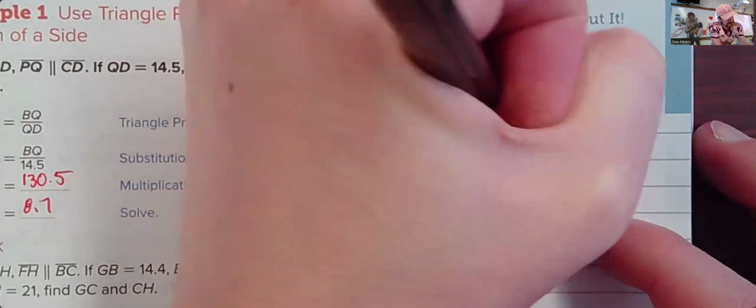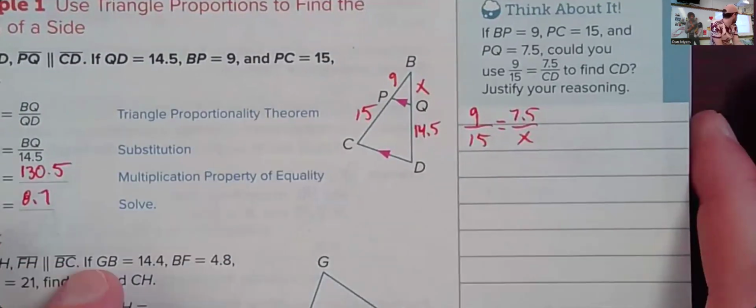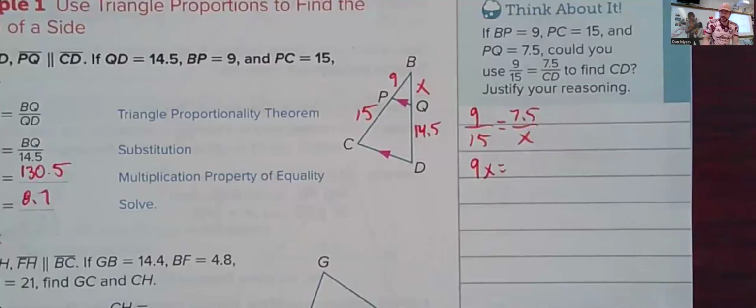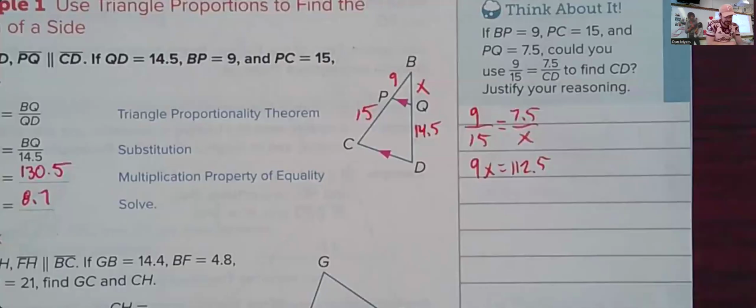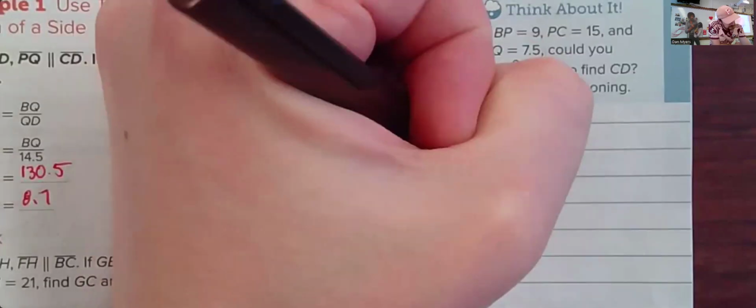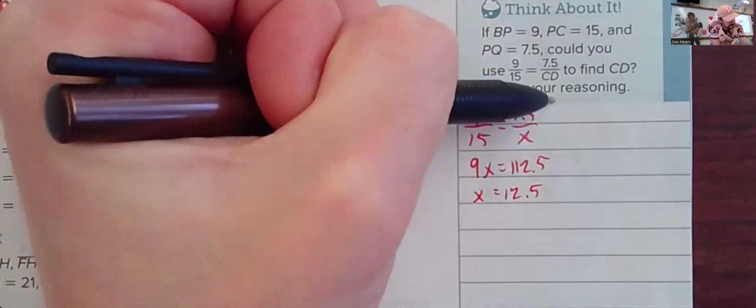I'm going to put it over X, a little bit less writing than CD. So that would give us 9X equals, let's see, 7.5 times 15 is equal to 112.5. Divide by 9, X equals 12.5. Okay, so that's one way to get it set up.